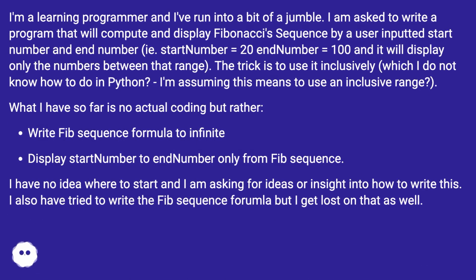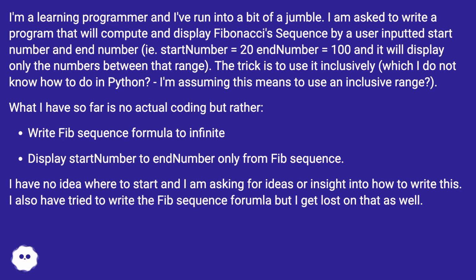I'm a learning programmer and I've run into a bit of a jumble. I am asked to write a program that will compute and display the Fibonacci sequence by a user-inputted start number and end number, i.e. start number equals 20, end number equals 100, and it will display only the numbers between that range. The trick is to use it inclusively, which I do not know how to do in Python. I'm assuming this means to use an inclusive range.